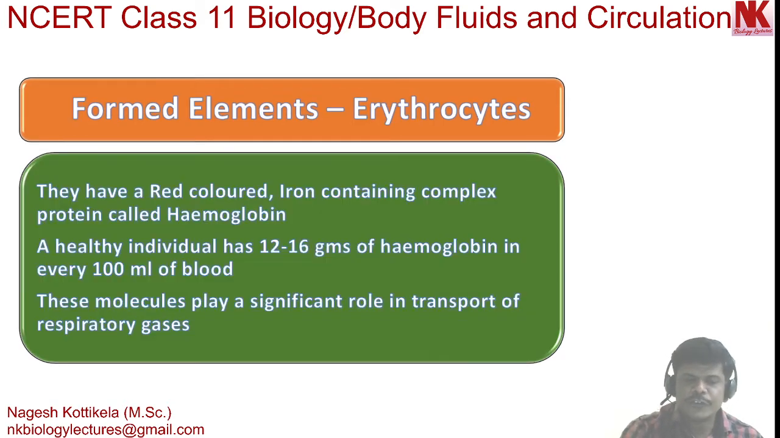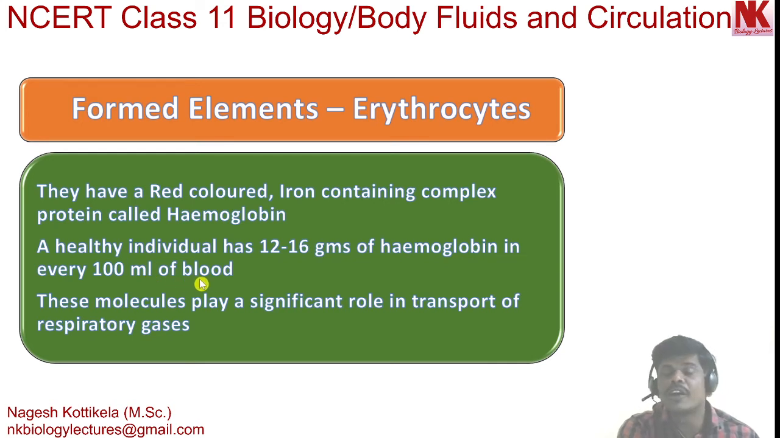Moving to a few more details of erythrocytes. Erythrocytes have a red colored iron containing complex protein called hemoglobin. Hemoglobin is a respiratory protein. A healthy individual has 12 to 16 grams of hemoglobin in every 100 ml of blood.